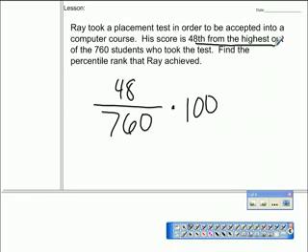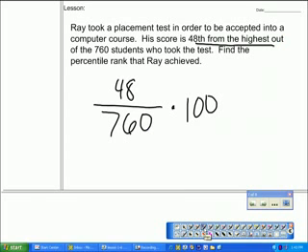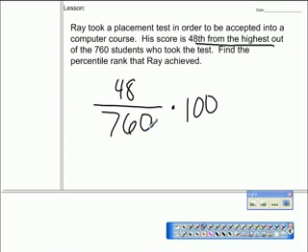Where do we make our mistake? Well, this is definitely right, and this is definitely right. Yeah, what number? This shouldn't be 48. He's 48th from the highest. Very good. 760 minus 48, correct? Yep. That's right. 760 minus, because he's out of 760, we're taking away the 48 that scored above him. That means he's 712th from the bottom.